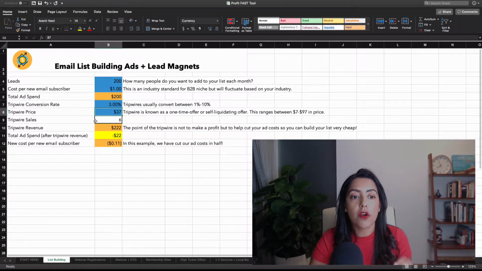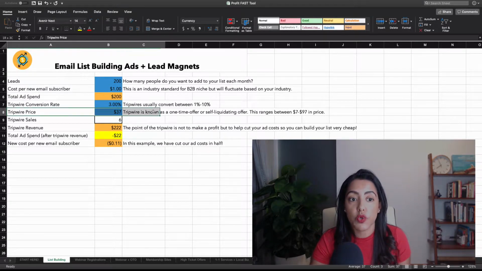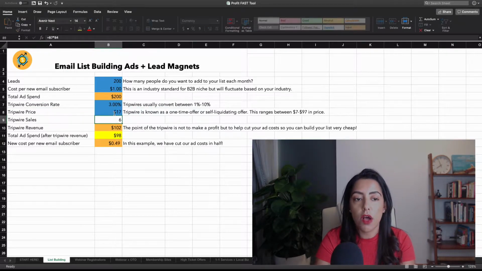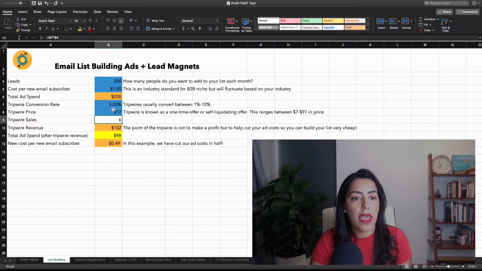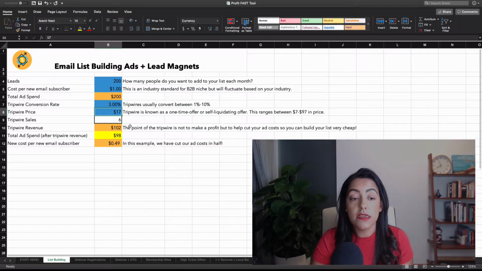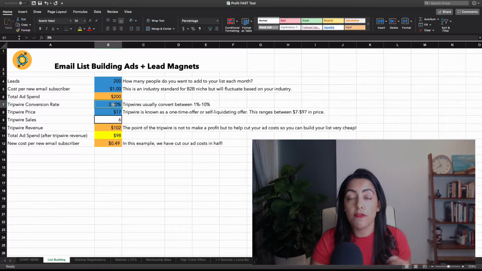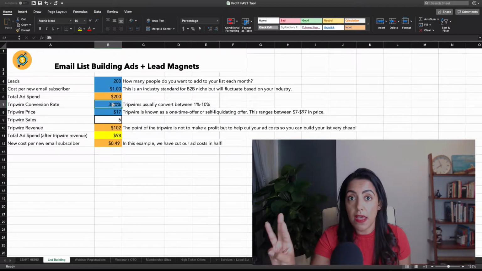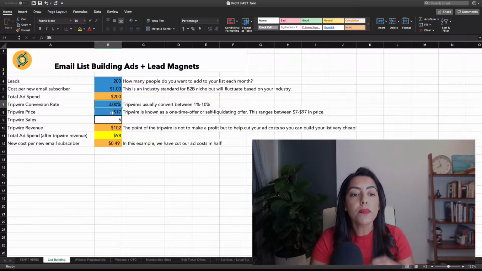You would then start inputting different numbers for the tripwire, all right? So start testing maybe $17 and seeing like, okay, if I had a tripwire that was $17 and 3% of the people who saw it purchased it, now what does that mean? That if you have a website with 100 people seeing that offer, at least 3 of them are going to purchase, okay? So if 3 people buy it, then you can go ahead and say that out of 200 new leads, you'll have 6 sales.